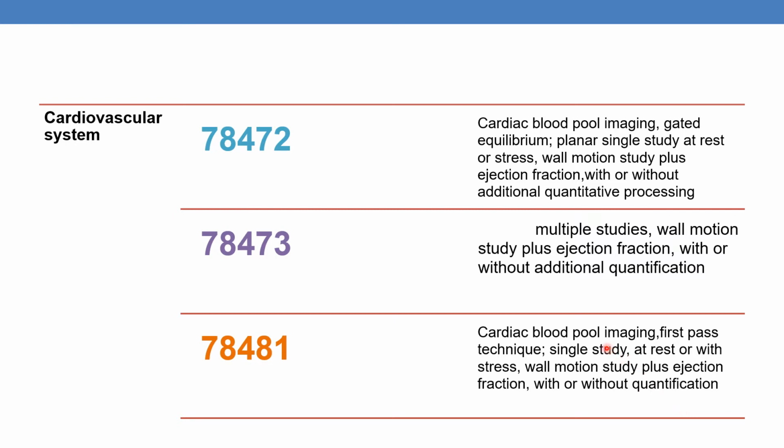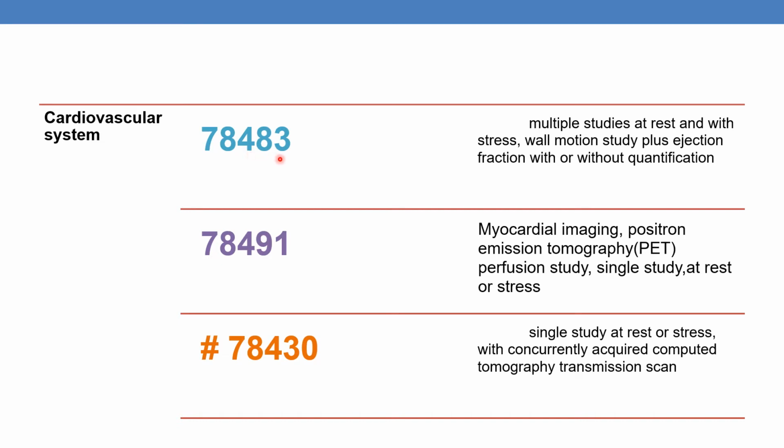Cardiac blood pool imaging with first pass technique is given by 78481, whereas cardiac blood pool imaging with gated equilibrium, single study, is given by 78472, and multiple studies are given by 78473. The next CPT is 78483. It deals with cardiac blood pool imaging, planar first pass technique, multiple studies at rest and with stress, wall motion study plus ejection fraction with or without quantification.